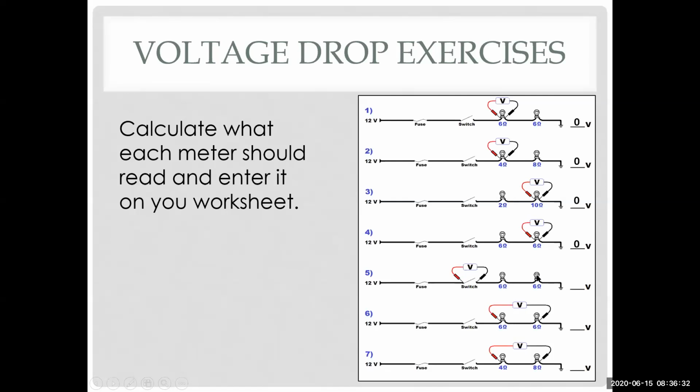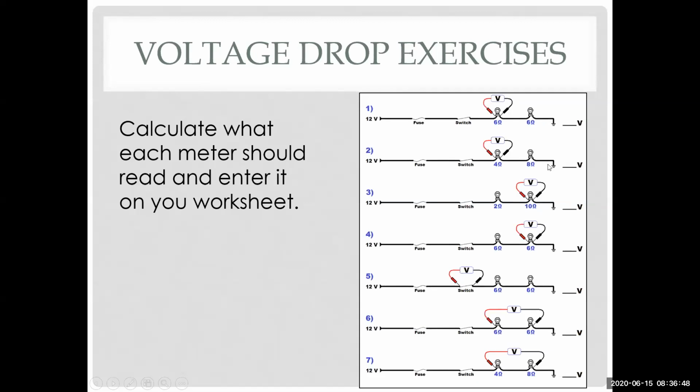How about this one? 12, right? Because it's on either side of my switch. So I got 12 volts here and ground here. That's 12 volts. How about number 6? 0. And number 7? 0. Okay, let's close the switch.